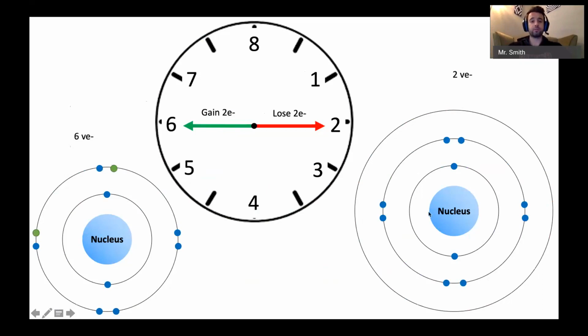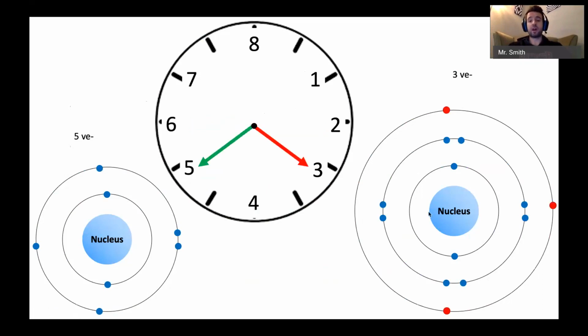Kind of cool. We can do the same thing with 3 and 5. Here's my 5 valence electrons, so I'll gain 3. Well, bam, there's 3. And then I'll lose 3 on the other side. There I go, lose 3. Again, notice the total number of electrons now that they form their ions. Exactly the same. That's the key here.